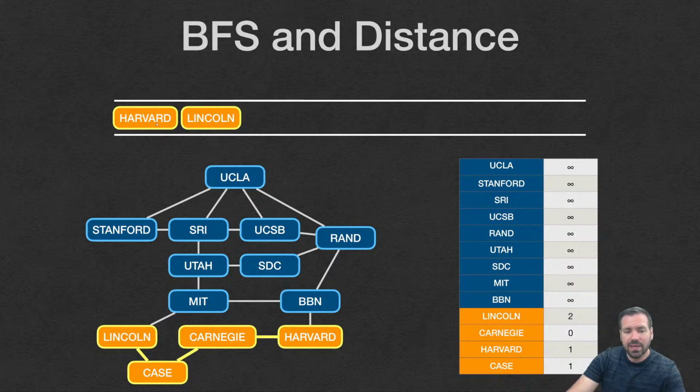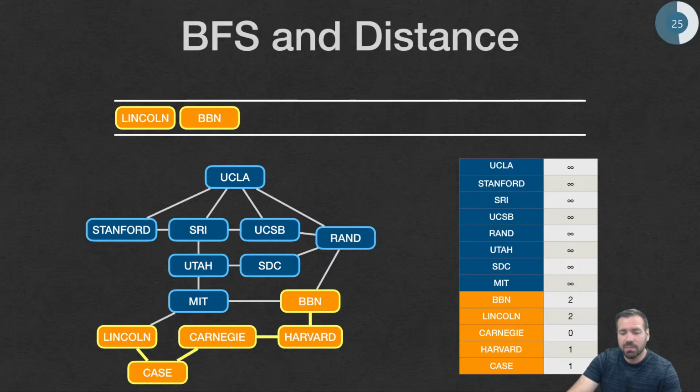So now Harvard is the front of the queue. We just did all the neighbors of Case. Harvard's the front of the queue. Dequeue, check the neighbors. Carnegie already explored, so we don't do anything. BBN has not been explored, so we enqueue it, mark it as explored, set its distance equal to Harvard's distance plus 1.